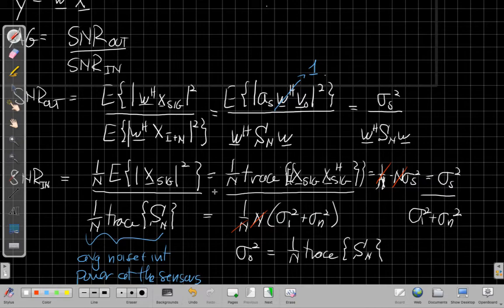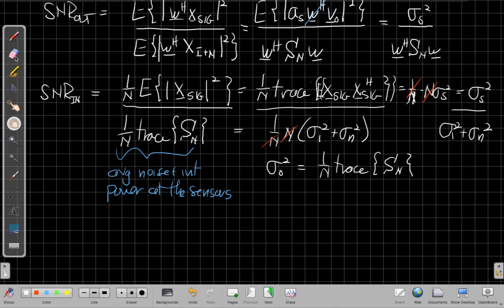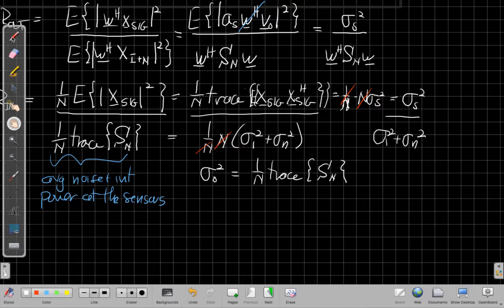Okay, so this is my input here, and then to get to an array gain, I'm going to need to do one more piece, and then we'll go on to the next video. If I write it this way, I'm going to have the denominator input SNR, which we call sigma S squared over sigma naught squared. This is the average input power, so this is the SNR at the input. Looking ahead, we're going to divide this type of expression by this type of expression. We're going to need to get rid of this sigma naught.